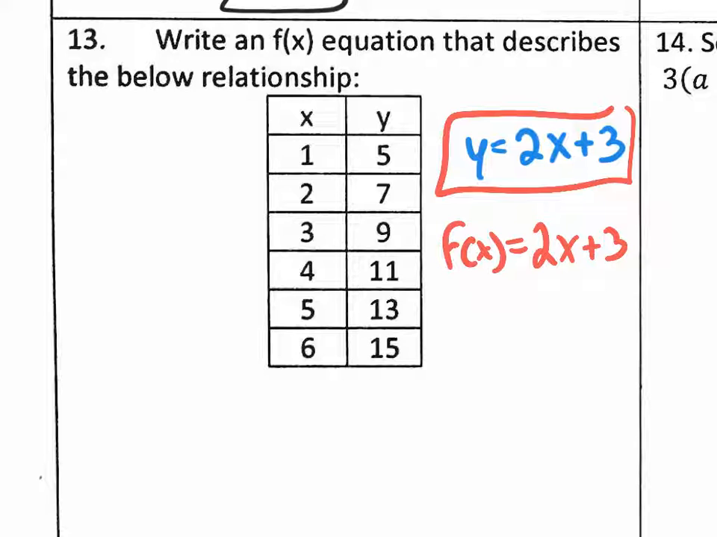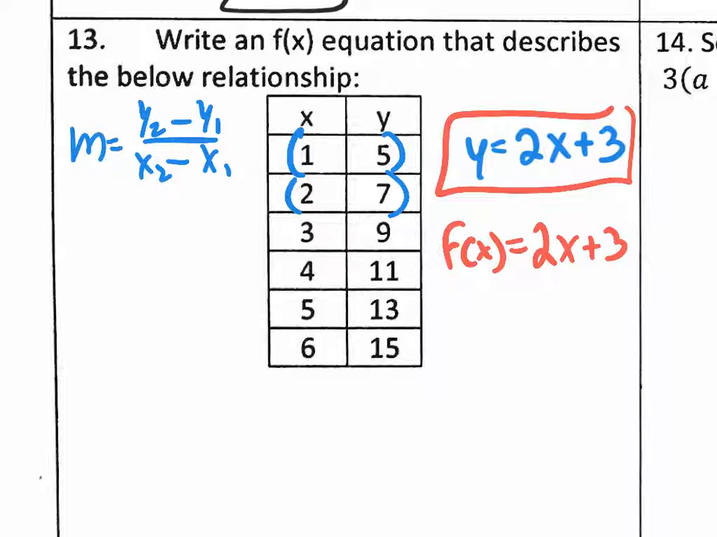Okay? Now, if you didn't have multiple choice answers, what you're supposed to do is call this your first point, call this your second point, and then do the slope formula, right? y2 minus y1 over x2 minus x1. And then once you get your m value, then you plug in your x, your y, and your m to find the b. And then you'd be able to write your equation y equals mx plus b, which would be that one.